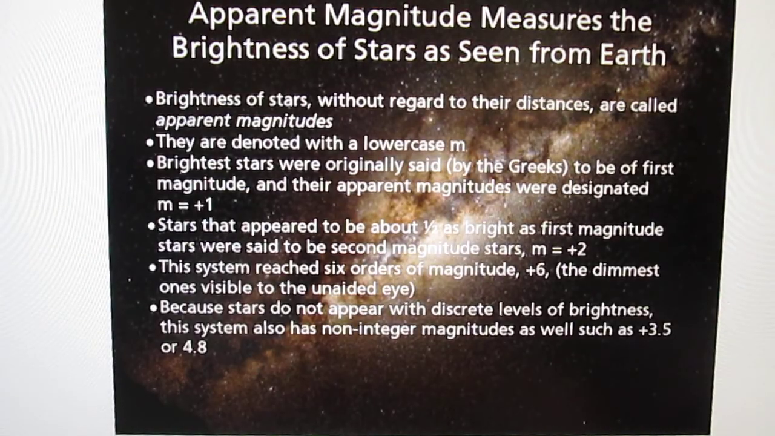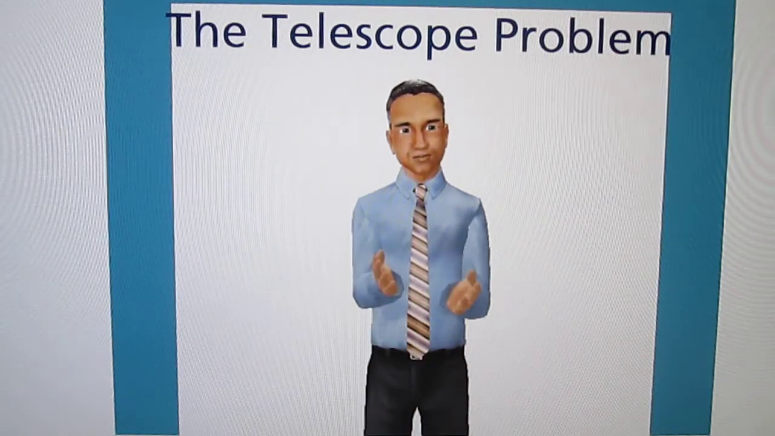Apparent magnitude measures the brightness of stars as seen from Earth. We distinguish between apparent magnitude and absolute magnitude. So the brightness of stars, without regard to their distances, is called apparent magnitude. So that is just dandy.